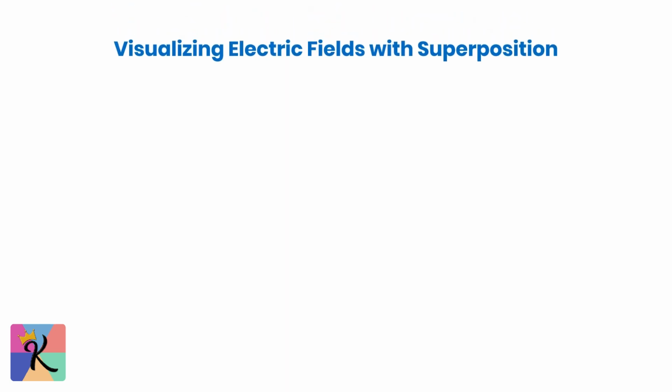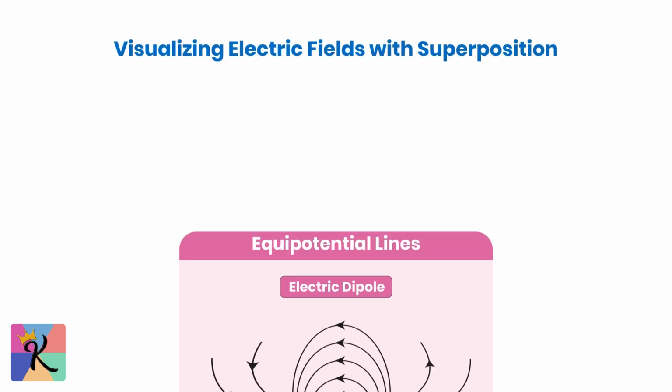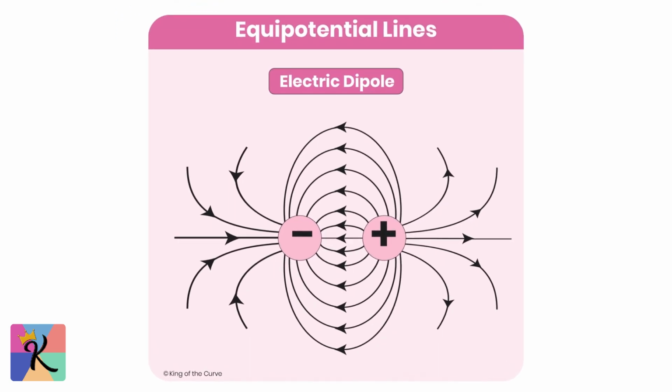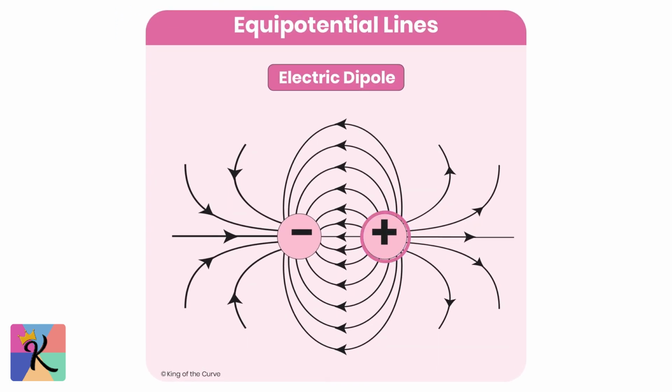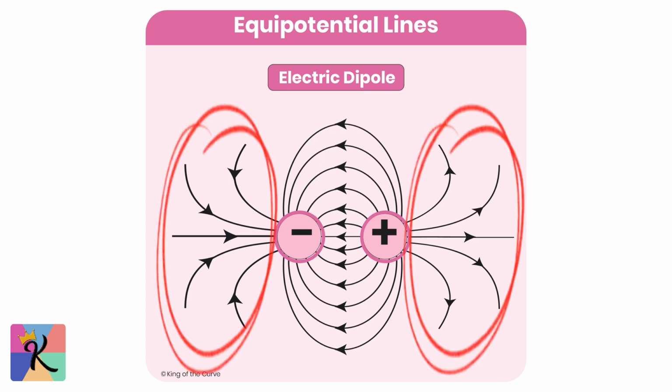Field lines provide a powerful way to visualize superposition. Around a dipole, the lines begin at the positive charge and end at the negative charge. Between the charges, where the lines are densest, the field is strongest. Farther away, the field weakens as the lines spread out.